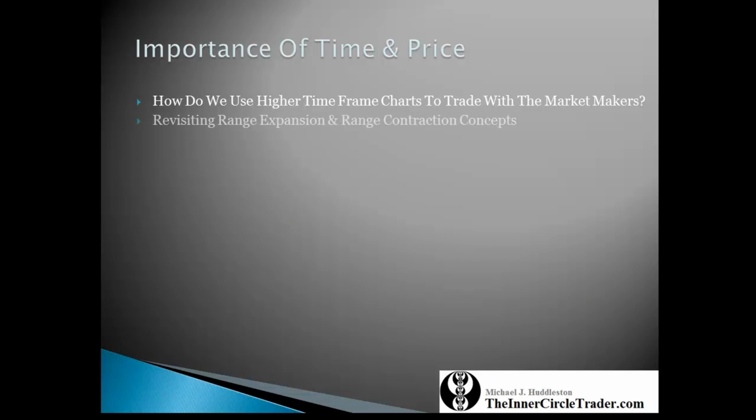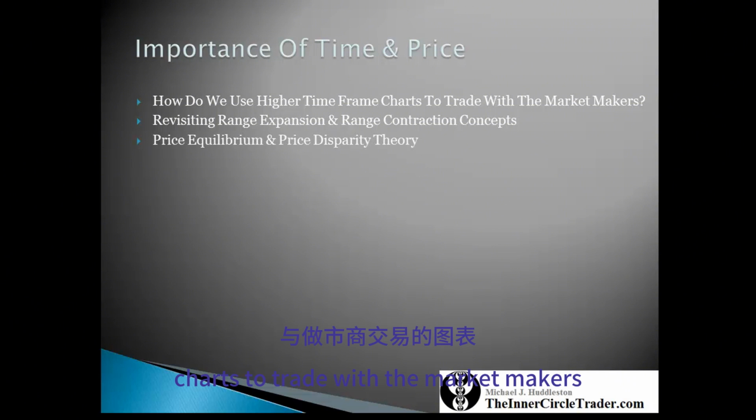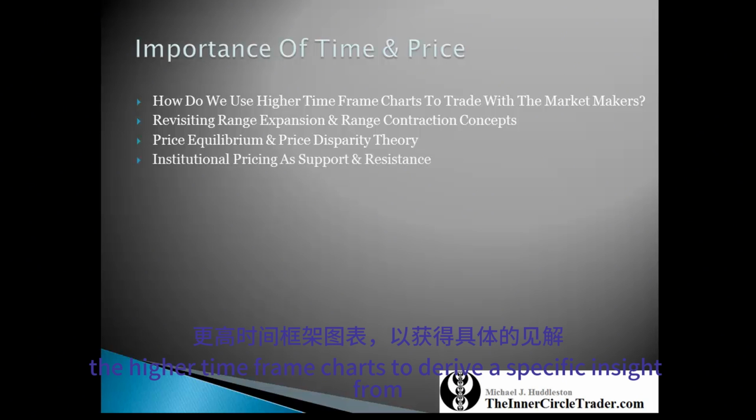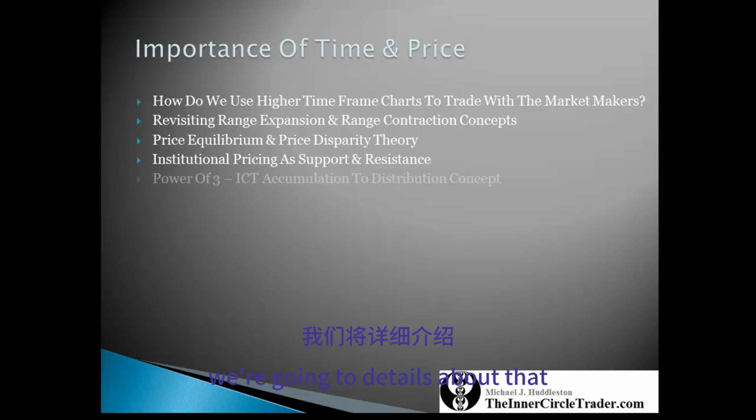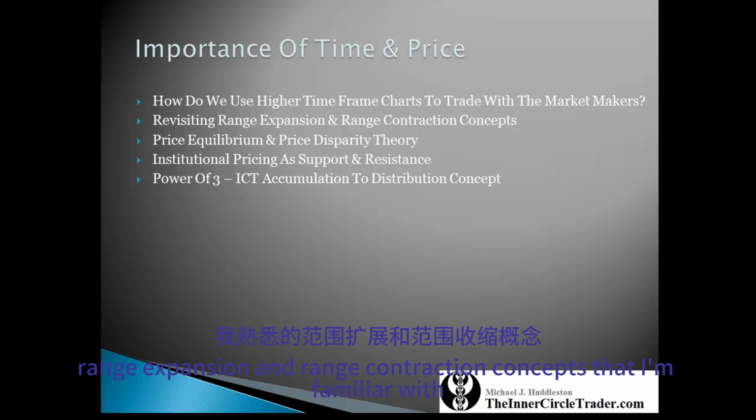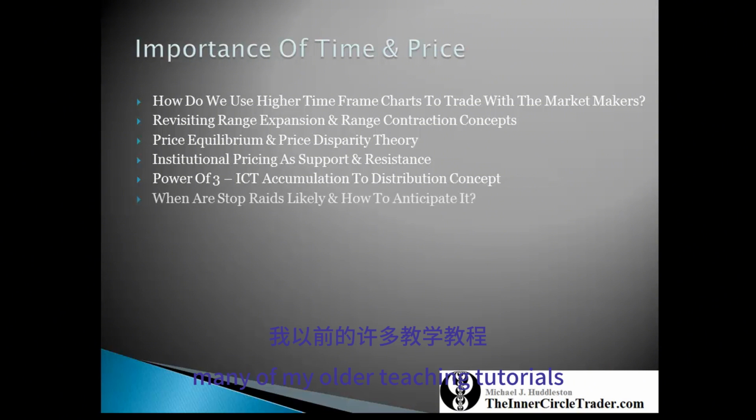We're going into details about that, and we're going to be revisiting the range expansion and range contraction concepts that I'm familiar with in many of my older teaching tutorials. We're going to be looking at price equilibrium and price disparity theory, institutional pricing as support and resistance, and revisiting the Power 3, which is my ICT accumulation to distribution concept. And when are stop runs likely and how to anticipate them.